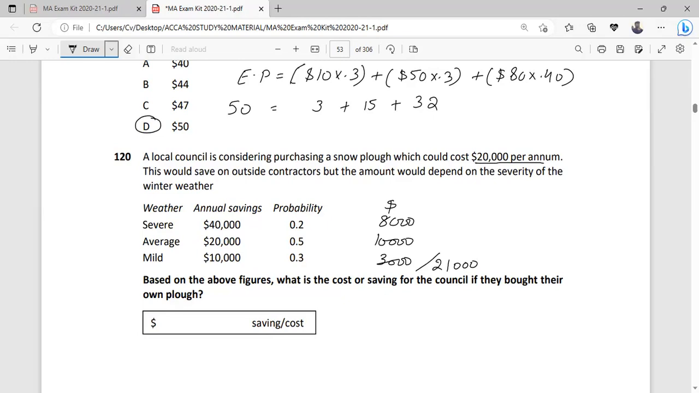Based on the above figures, what is the cost or saving for the council if they bought the snow plow? So we will deduct 20,000. We have 1,000 as net saving or net cost.